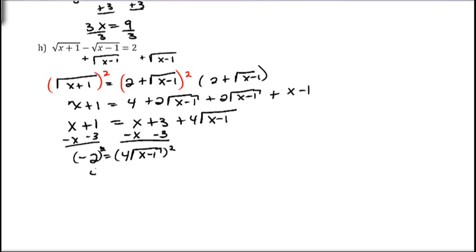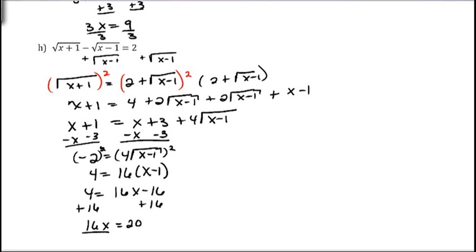And negative 2 squared is 4. And then remember to square the 4, giving you 16. And then when you square the square root of x minus 1, we get x minus 1. So we have 4 is equal to 16x minus 16. And we want to add 16 to both sides. And so we get 16x is equal to 20, and then divide by 16. And that gives us x is equal to this. We can simplify. Both 20 and 16 are divisible by 4, so we get 5/4.